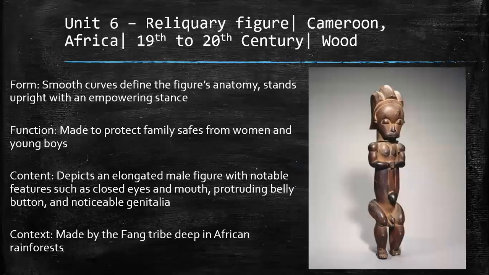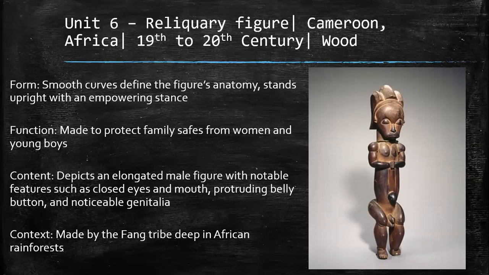Let's see, Unit 6, we had this figure from Africa from the 19th or 20th century. Now again, there's not necessarily an evolution in time, because different societies have evolved differently. They just have different cultures. So this very blocky, elongated figure, yes, he does have smooth curves. He's very empowering, and that makes sense given his function, as he was made to sit on top of important family boxes that held important relics.